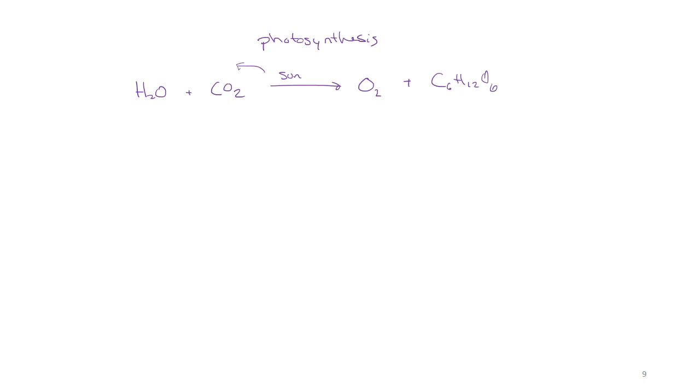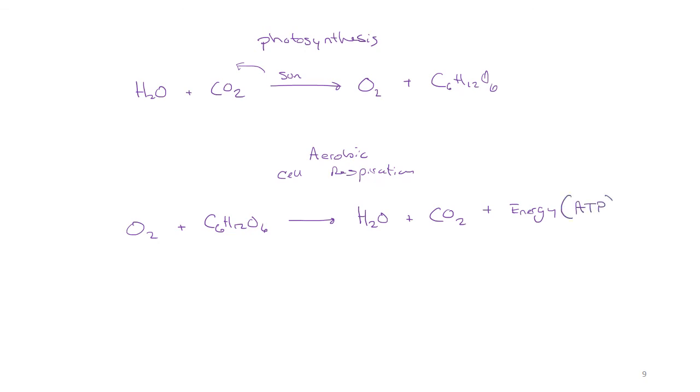There's another process called cell respiration. I should also mention this is called aerobic cell respiration because it uses oxygen, which means they take in oxygen, they take in sugar, and they react and they make water as a byproduct, CO2 as a byproduct, and energy. But now this is an actual chemical form of energy that we like to call ATP. That's what that process is.